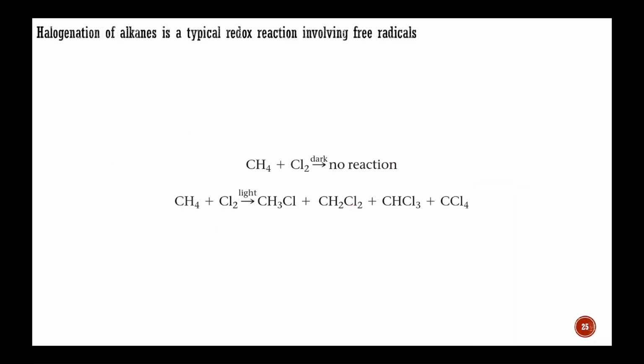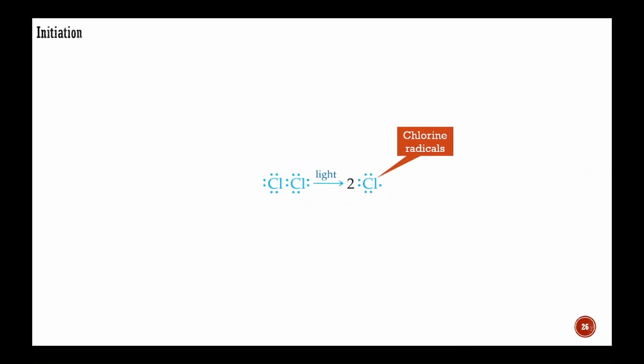Halogenation of alkanes is a typical example of a redox reaction involving free radicals. When we treat methane with chlorine in the dark, nothing happens. However, as soon as we turn on the light, the two reagents react violently, generating a mixture of chlorinated hydrocarbons. This reaction follows a radical chain mechanism involving 3 steps: initiation, propagation, and termination. The initiation step produces the first radicals.